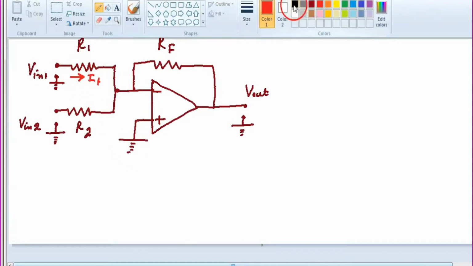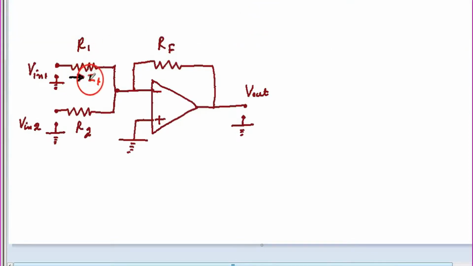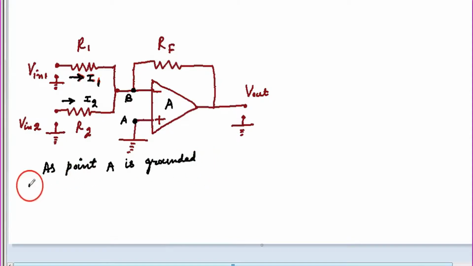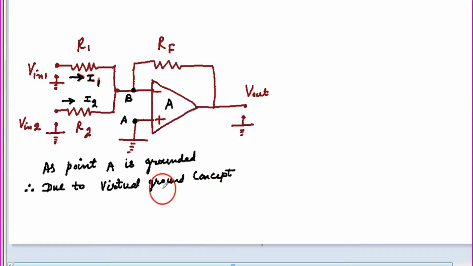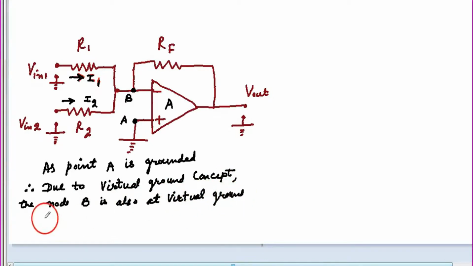Here the current flowing is I1 through R1, and through R2 the current flowing is I2. Because the op-amp never draws any current, all of the current will pass through RF. Now because point A is grounded, the potential at A equals 0, and due to the virtual ground concept, the voltage at A equals the voltage at B. Therefore, voltage at B will also be equal to 0. So V1, V2 will be equal to 0.